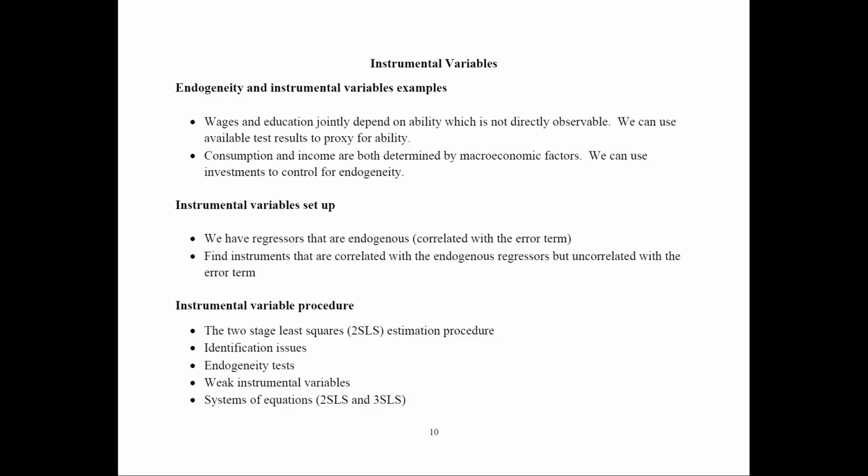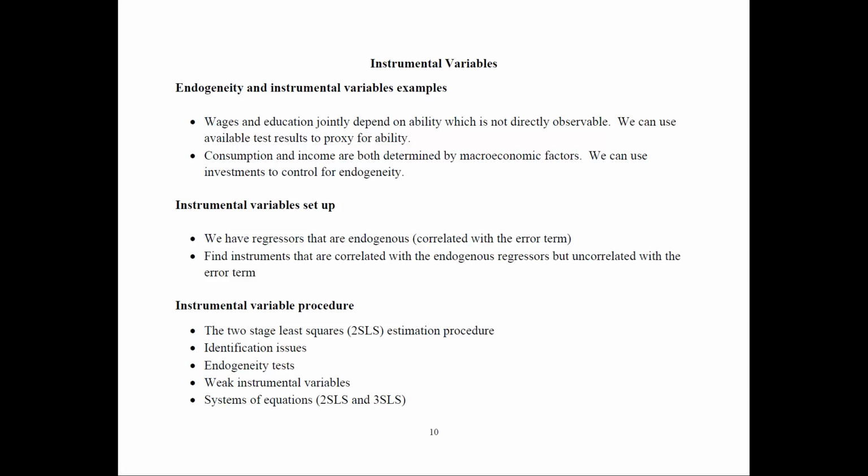We will talk about the instrumental variable procedure, which is this two-stage least squares estimation procedure, where we use the instruments and then we get the fitted values for the endogenous variable, and we plug it into the second stage estimation to do the estimation for the dependent variable.